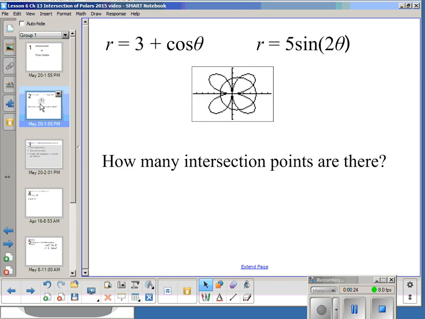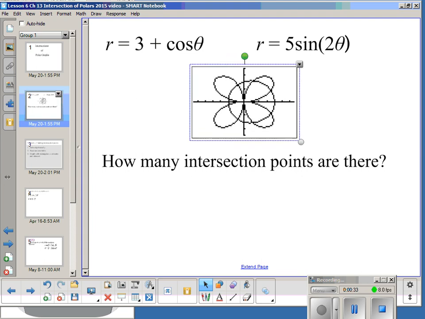So let's start with a little calculator intersecting first. So you will want your calculator out. Right here I have the graph of 3 plus cosine theta and 5 sine of 2 theta. Hopefully you recognize the four-leafed rose as the 5 sine of 2 theta and the circle as 3 plus cosine theta. And if we think about how many intersection points there are and we just look at the graph, it appears that there are 1, 2, 3, 4, 5, 6, 7, 8.